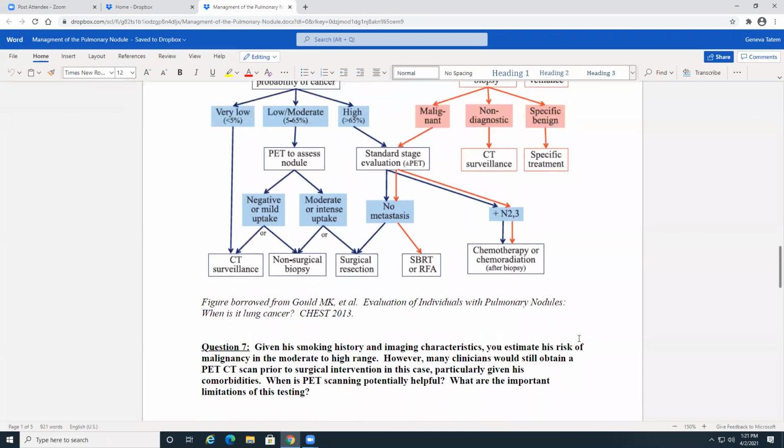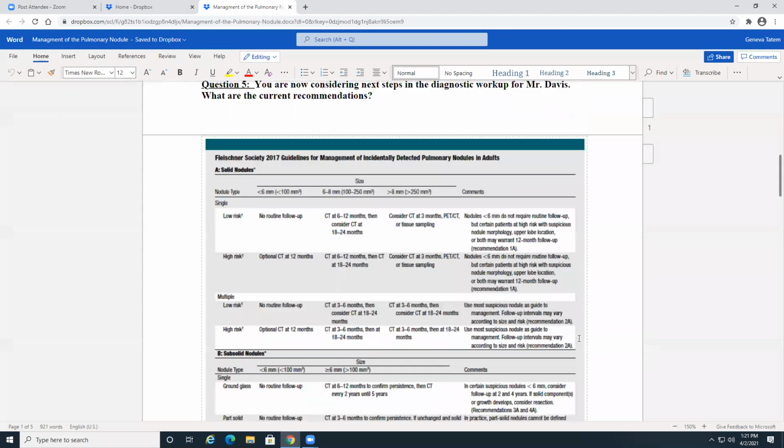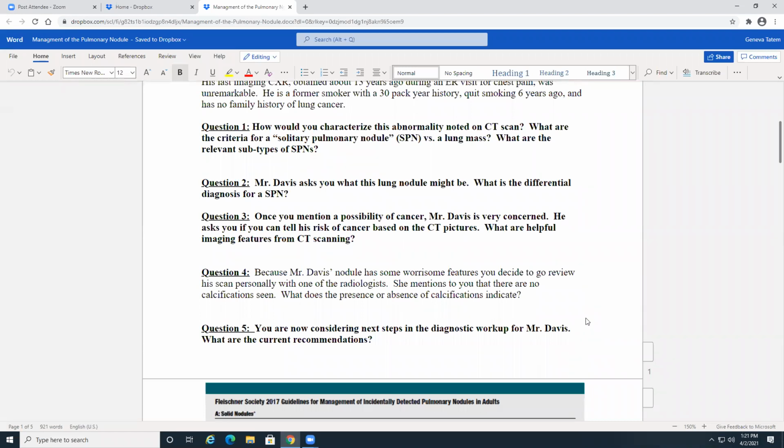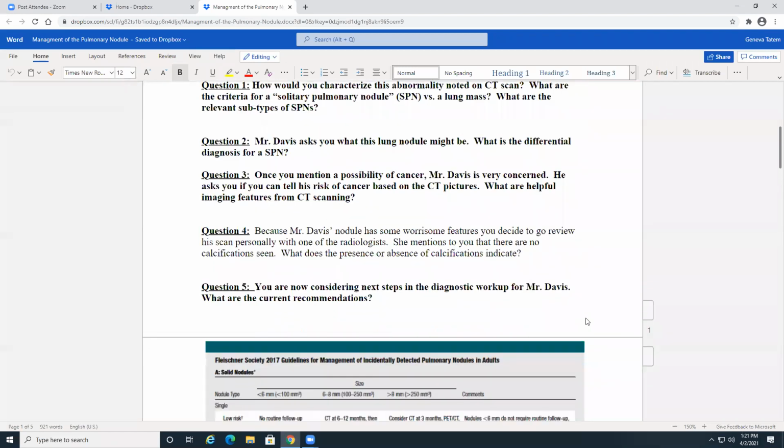So if this was only part solid, sorry about this, what would be the recommended next steps in management? And I think we already talked about that in terms of CT follow-up, right? It's obviously greater than 8 millimeters in diameter. So you do a chest CT in 3 months, then PET, and then biopsy or resection, depending on, again, what your patient wants to do at that point.